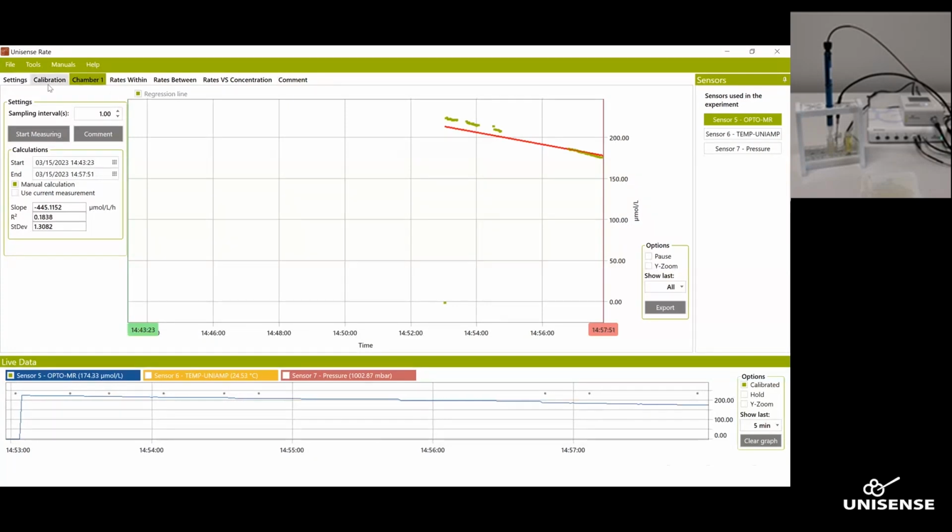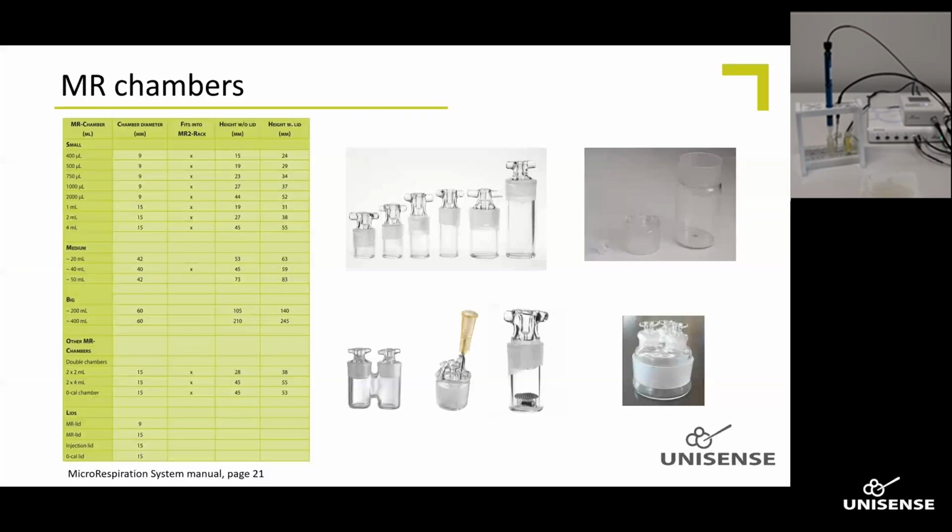Now I will go back to my presentation. It's just to show you the different sizes of glass chambers that we have. In the MicroRespiration System manual, you can find this overview here where you can see the volumes and the diameters of the different glass chambers. So you can always go here and have a look and see what chamber fits with your sample.